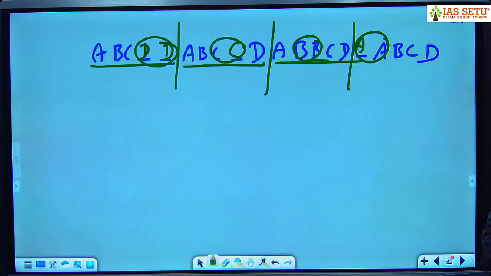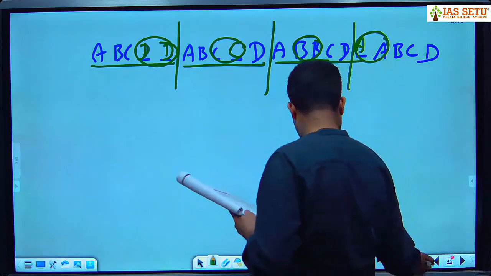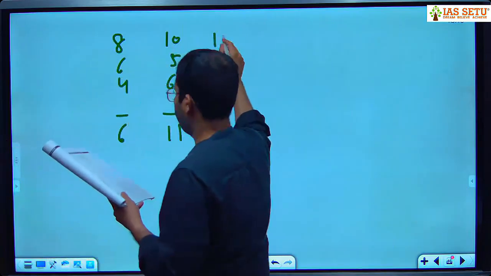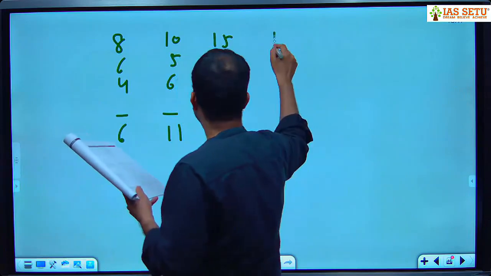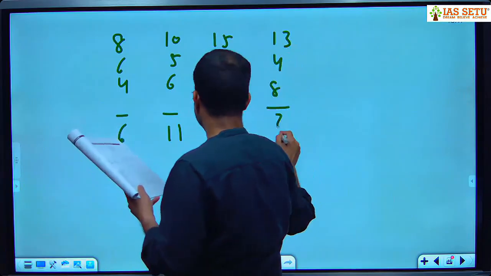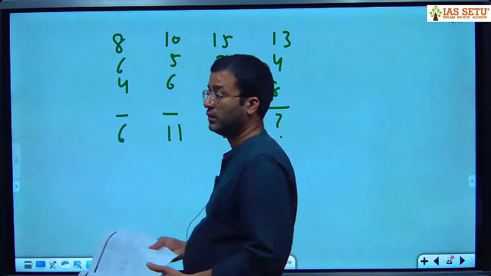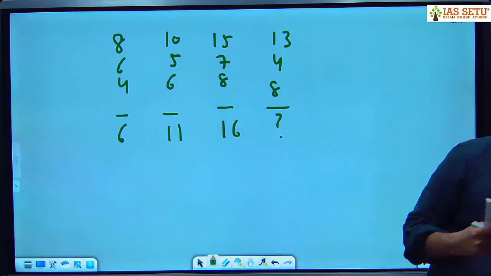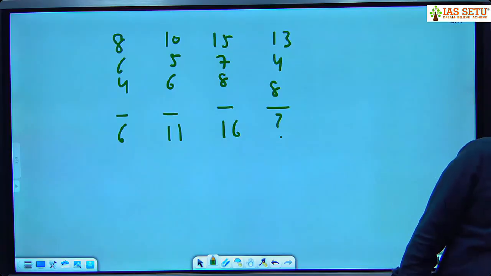देन 6 and 7 ऑफ कैरेक्टर पर है ना. ये था 864-6, 1056-11, 1578-16, 1348 क्वेश्चन मार्क. ठीक है.